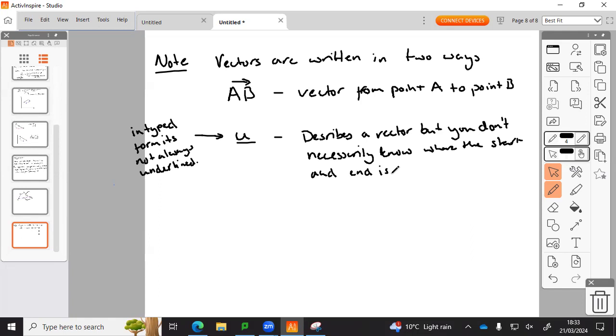So you might see it sketched out with a start and end point, or you might see it just with a wee underline, and that's again another way you can add vectors together.